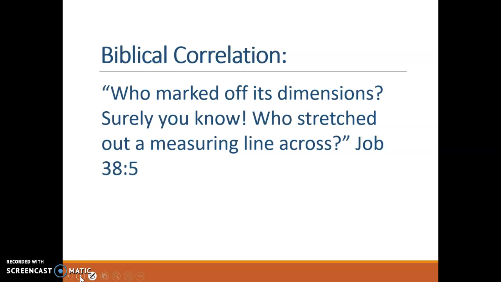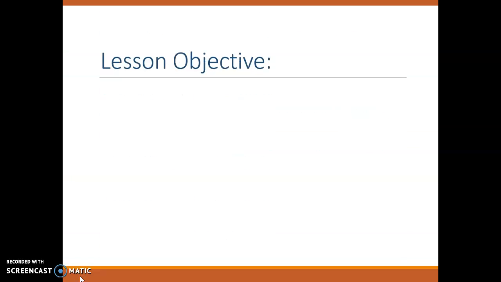And we see this reference to measuring and dimensions, and we know that God is the God of math. He's a God of measurements, and he's created it for us, his created beings, to use to help take care of the creation that he has made.